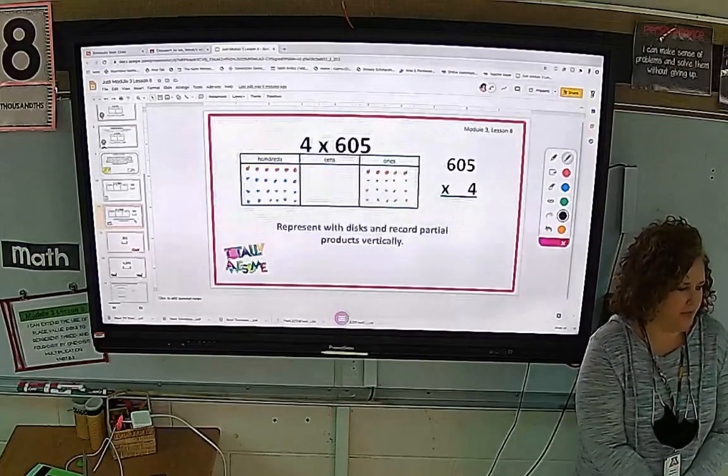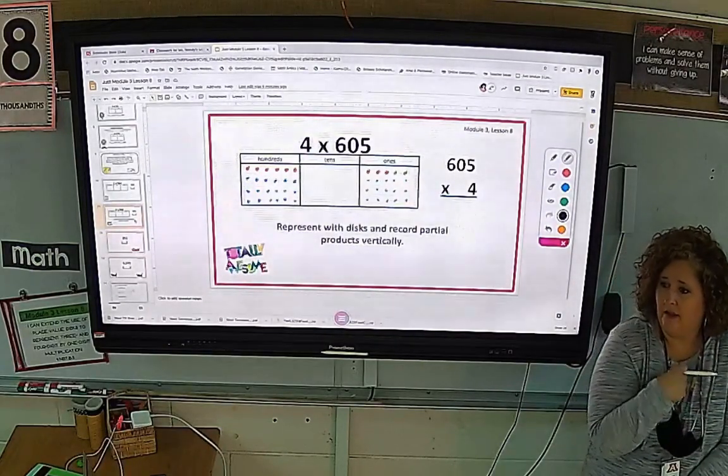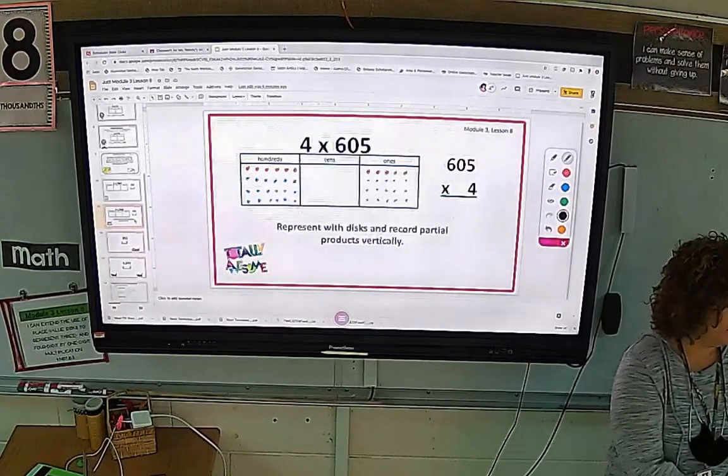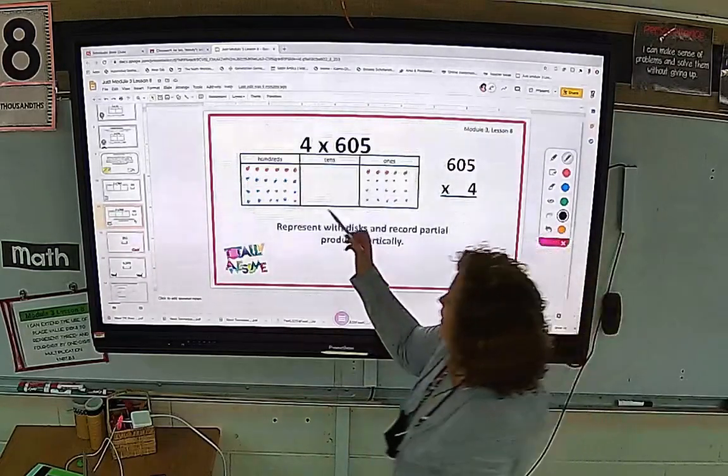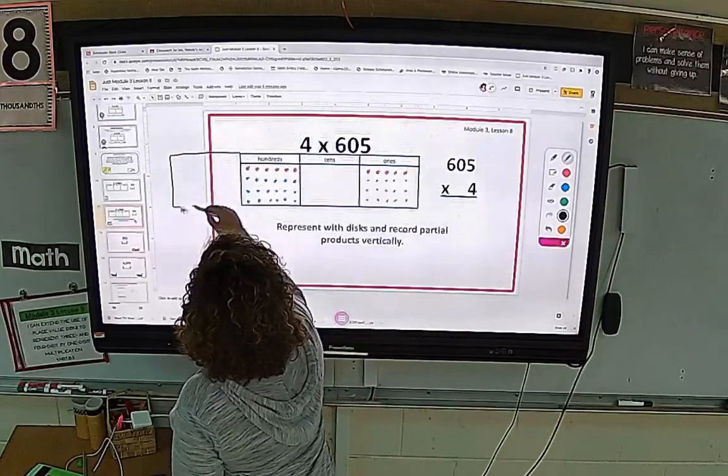What else is going to have to happen to my place value chart? Y'all are good, but I'm not. I'm going to have to make it bigger because I know I'm fixing to have to bundle. And I don't have a thousands place yet. I'm going to add this box over here.